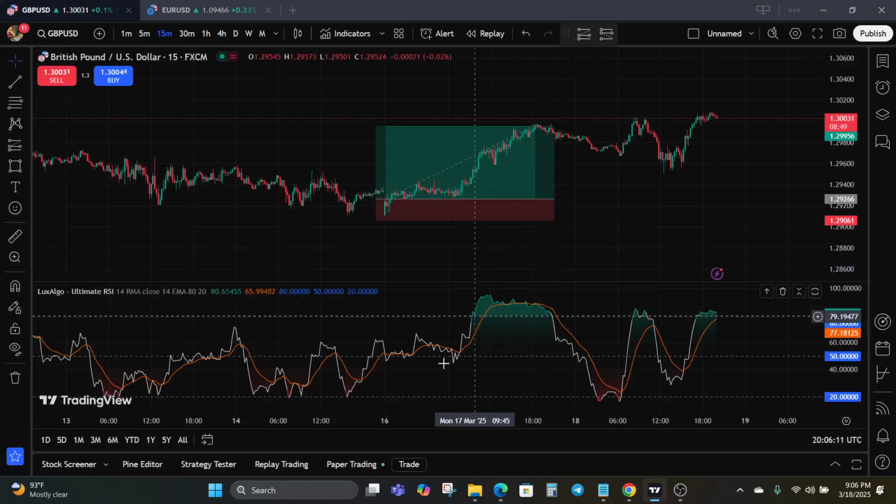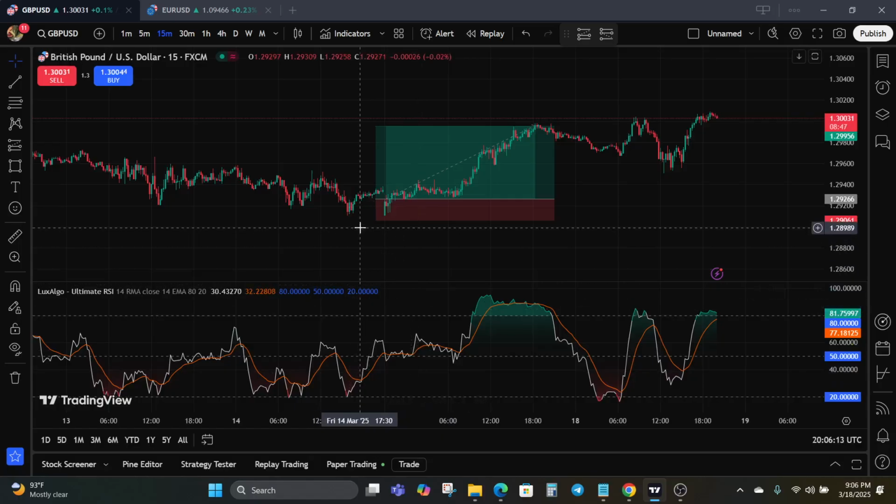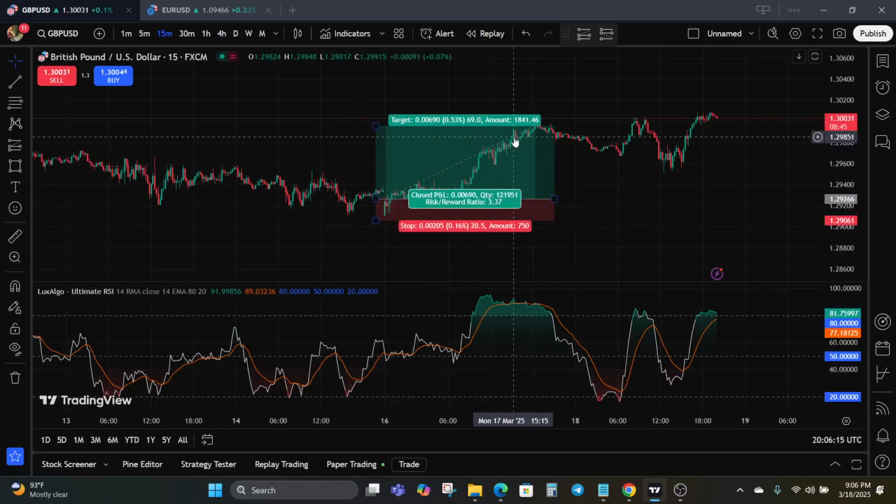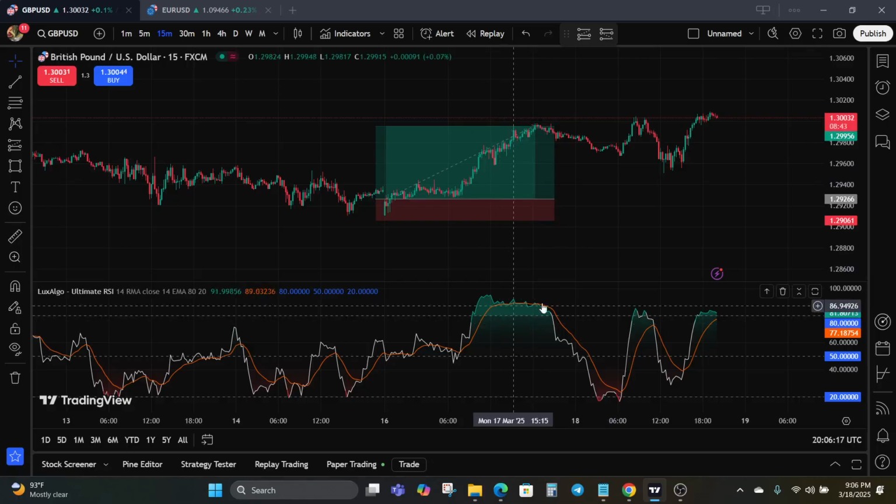When you enter a buy, you can set your stop loss below the previous swing low, and you can target resistance levels for your take profit, or you can just wait for the white line to cross below the red line from the overbought territory. You can use that as a signal to exit your buy.